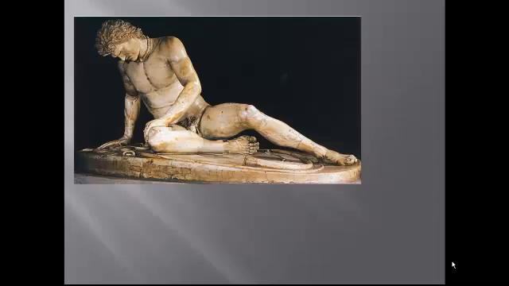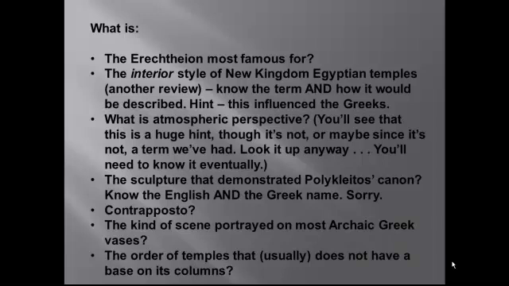Okay, what is this sculpture? And what period does it represent? More questions. So what is the Erechtheion most famous for? Again, one of those 4 buildings on the Acropolis, the Parthenon, the Erechtheion, the Temple of Athena Nike, and the Propylaea. I don't actually believe that I gave you a slide of the Propylaea, so you should take another look at that. It wasn't in my textbook slide set for some reason. Take a look at it in your textbook.